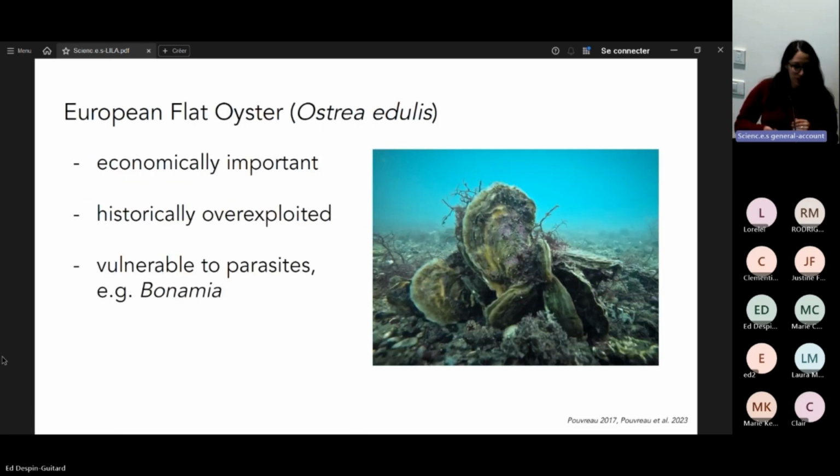To start with the flat oyster: the European flat oyster is a species of oyster native to Europe that's been harvested for consumption for centuries. Ostrea edulis actually translates to edible oyster, so they're supposed to be pretty tasty. They've been economically important, but historically overexploited. They're also vulnerable to parasites such as the Bonamia parasite, and for this reason, we've been seeing these population declines. And there's interest in coming up with some management strategies for this species.